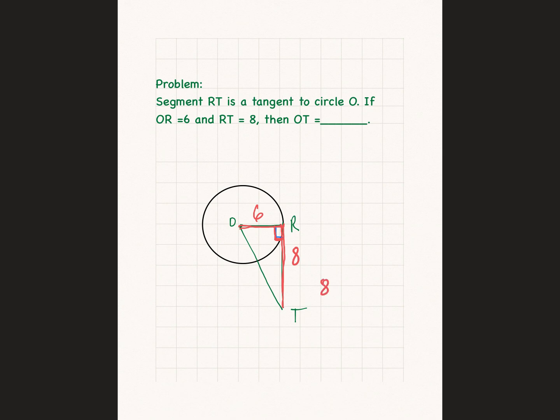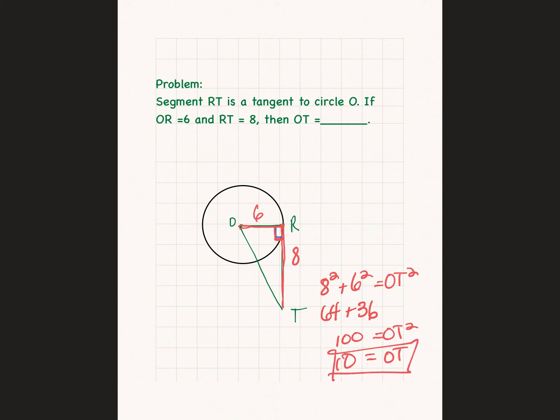So here I'm going to go 8 squared plus 6 squared equals OT squared. So that is 64 plus 36. So that is 100 equals OT squared. So OT equals 10. Fair enough, right?